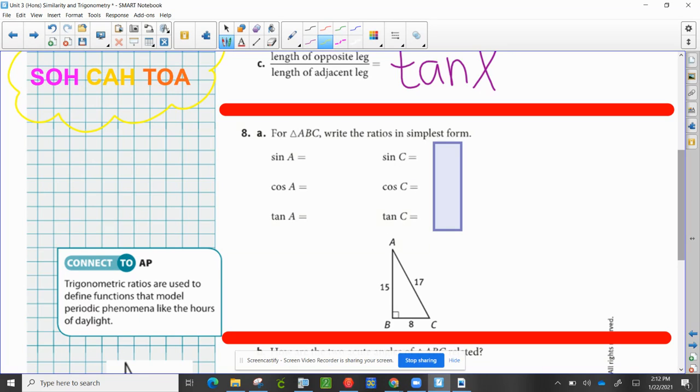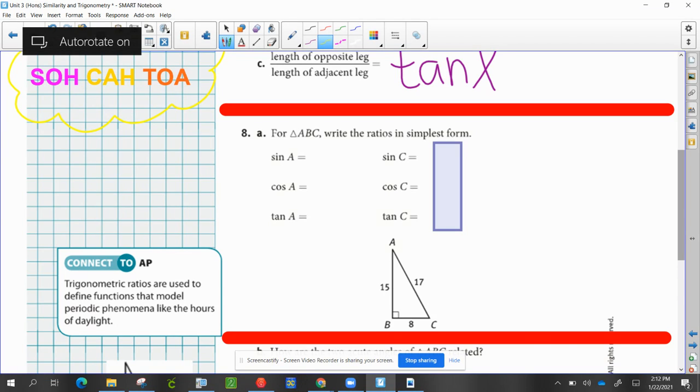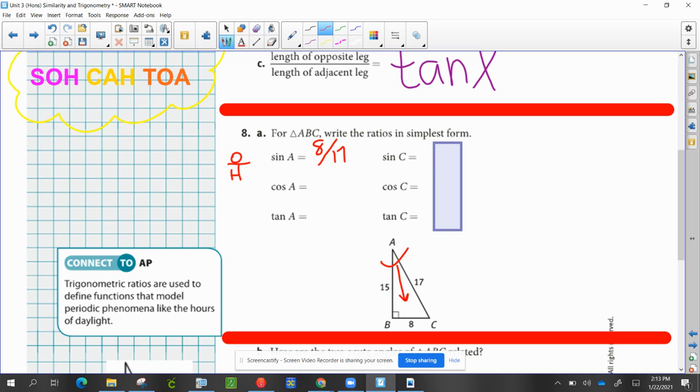So write the ratios in simplest form. So I'm going to go through and do it for angle A so you see what it is, and then you can go through and do angle C. Okay, so to find the sine of angle A, so we're looking at angle A here, sine would be the opposite over the hypotenuse. So opposite side would be across from that angle, so that would be 8. My hypotenuse is across from my 90 degrees, so that would be 17.